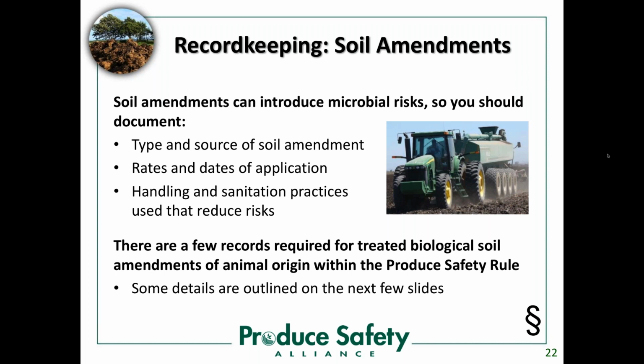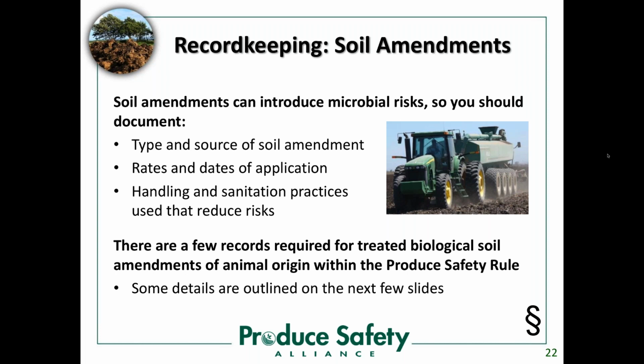If it doesn't come from you, if you didn't document and validate your own composting, but you acquired it from someone else, they need to provide documentation of how they treated it and certify that it's been properly composted. So there are some of the soil amendment record keeping that you need to document and pay attention to.